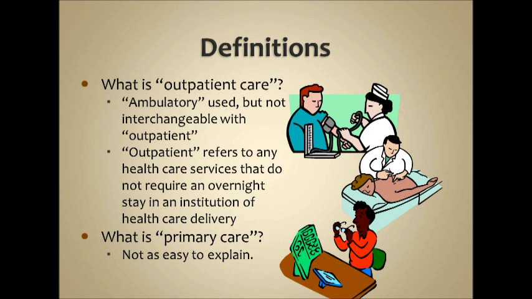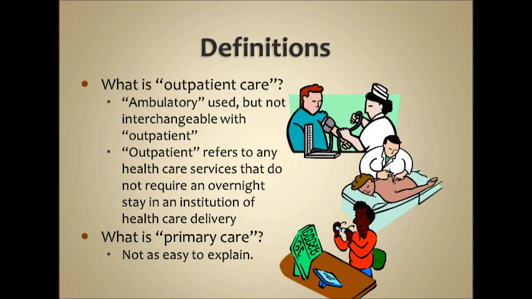But anyway, that's what is meant by outpatient care, which is any healthcare services that do not require an overnight stay in an institution of healthcare delivery. So if you can find a way to crawl over the threshold of an outpatient setting and then get care and crawl home, that's ambulatory or outpatient. If you don't manage to crawl home and you get admitted, then that's inpatient care. So what is primary care?